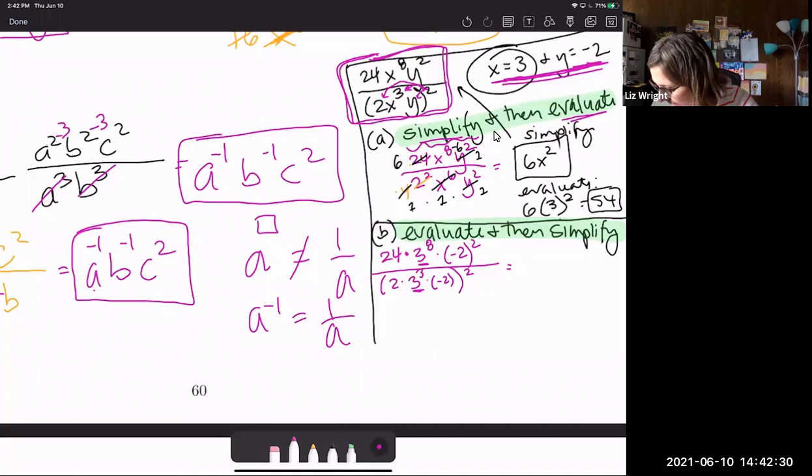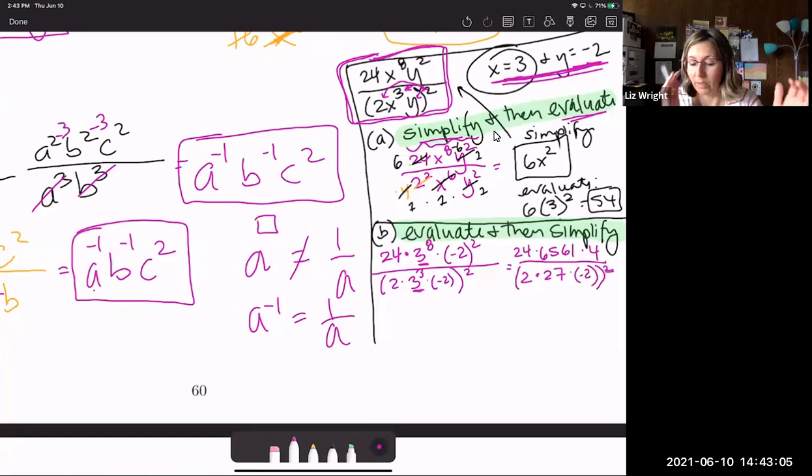So 3 to the 8th is 6,561. At least that's what my calculator said. You should always check me because it's possible I punched things in wrong. 24 times 6,561. The quantity of -2 squared should give us a +4 all over. We're getting 2 times 3 cubed. 3 times 3 is 9, times 3 is 27, times the -2, and then we're squaring that entire value.